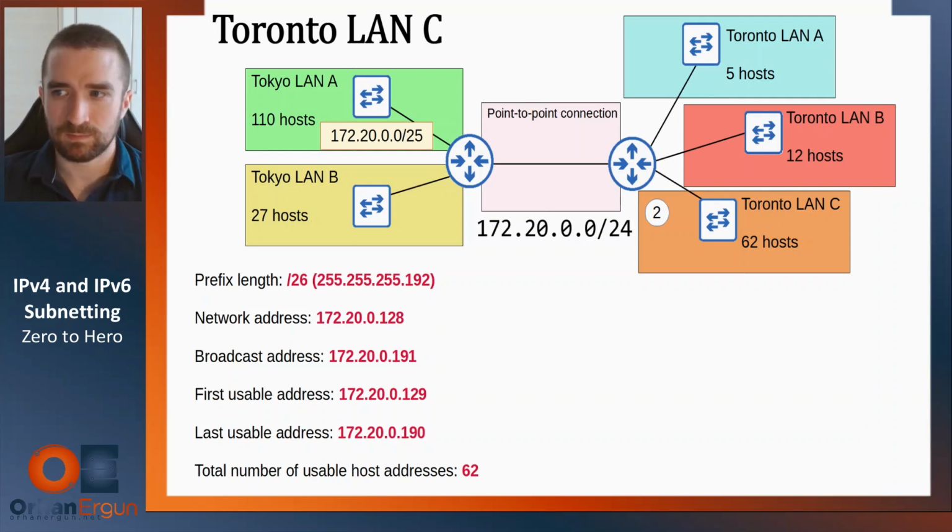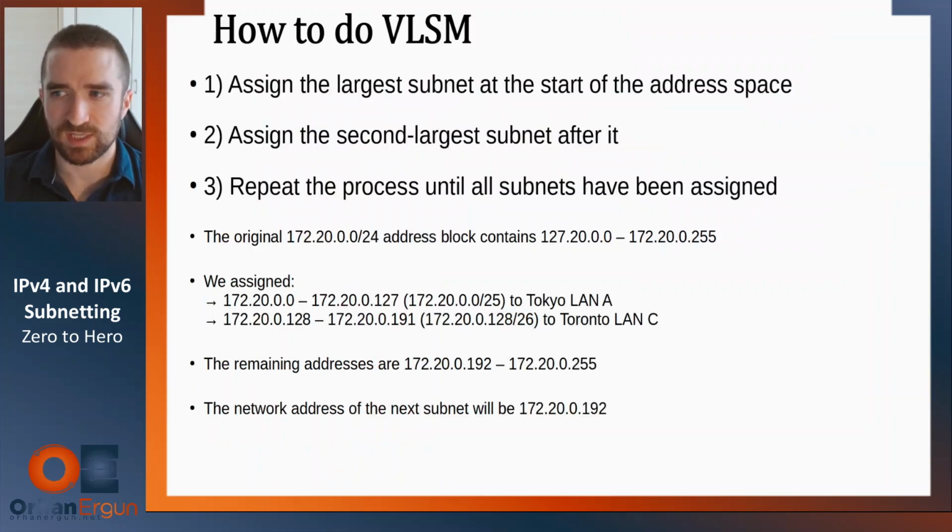Okay, so that's Toronto LAN C, /26 prefix length, and the network address is .128. So here's that same summary again. I just added this part here. So we assigned the .128 to .191 range. The subnet is 172.20.0.128/26 to Toronto LAN C. So this is the remaining address space, .192 to .255. And the network address of the next subnet will be that .192, because it is the next address after Toronto LAN C's broadcast address.